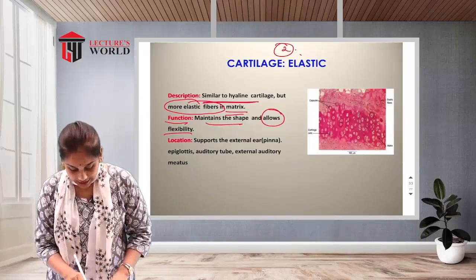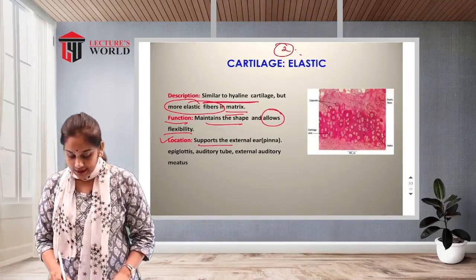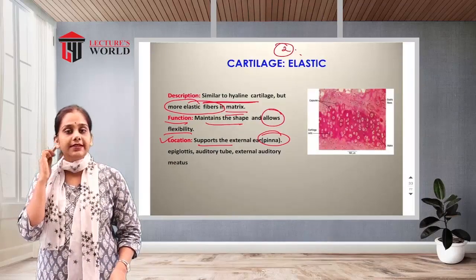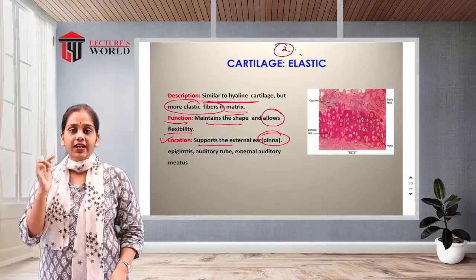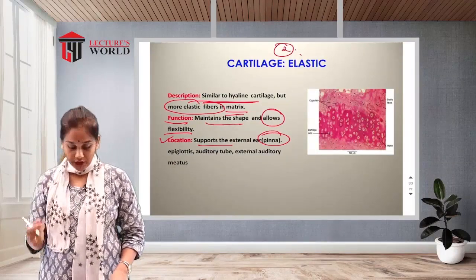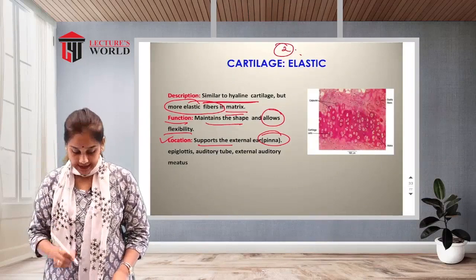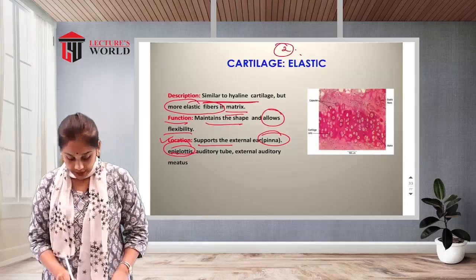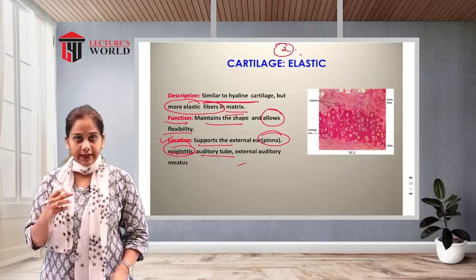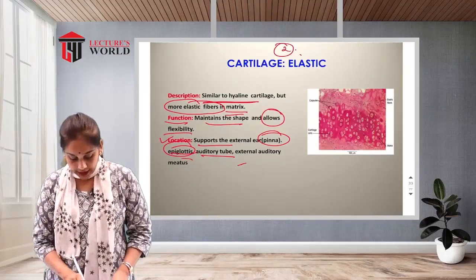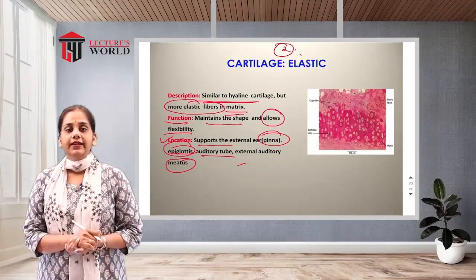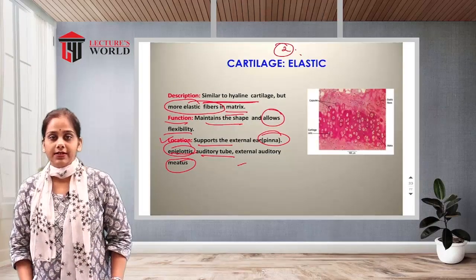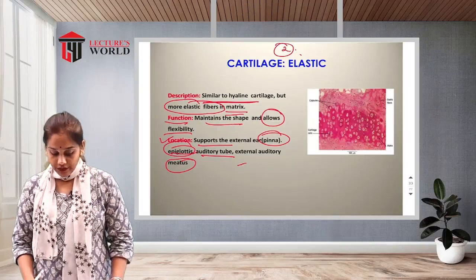Where is it located? It supports the external ear, that is the pinna. What is the pinna? It is the outer surface, the outer lining of the ear. So in the pinna there are elastic fibers. Also the epiglottis, located at the vocal cord, then the auditory tubes inside the ear, and the external auditory meatus. These are the locations where elastic cartilage is found.